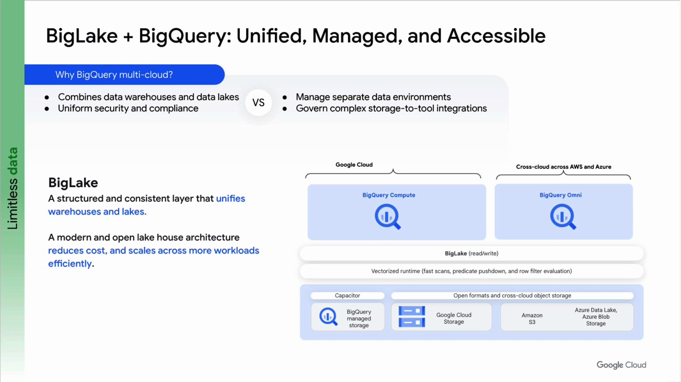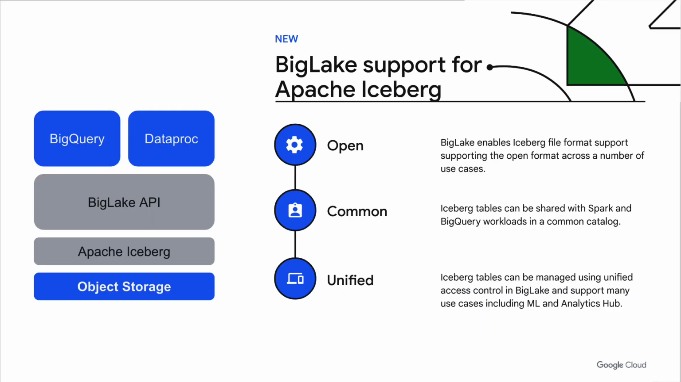And with that, we'd like to talk today about how we're introducing BigLake support for the Apache Iceberg file format. First, we love supporting open formats here at Google Cloud, and this is no different for our support for the Apache Iceberg file format. Now you can use the Apache Iceberg format across a number of different use cases, including things like AI and ML, and even serving this up via Analytics Hub.